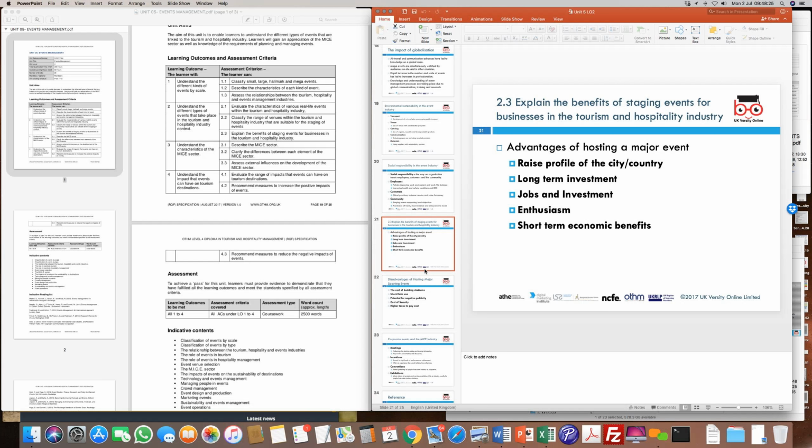But apart from that, let's look at some of the other reasons why events are hosted. So you see the Cultural City of the Year, which is a competition started off in the EU, and the idea here is they're looking at raising the profile of the city.